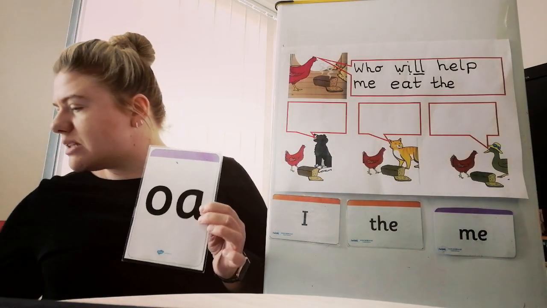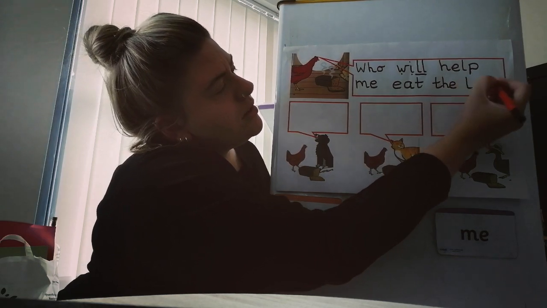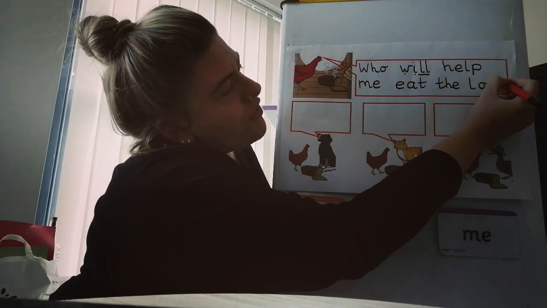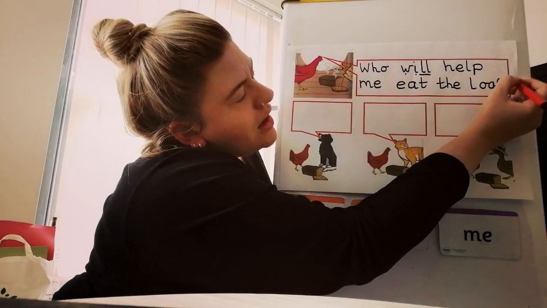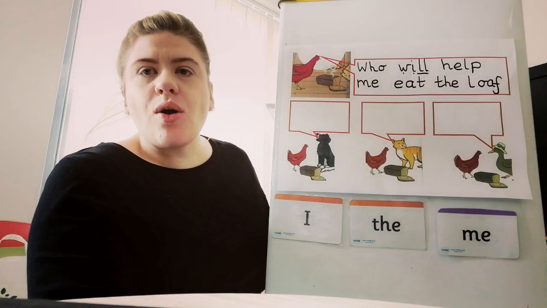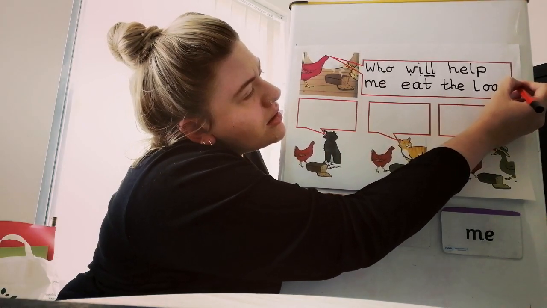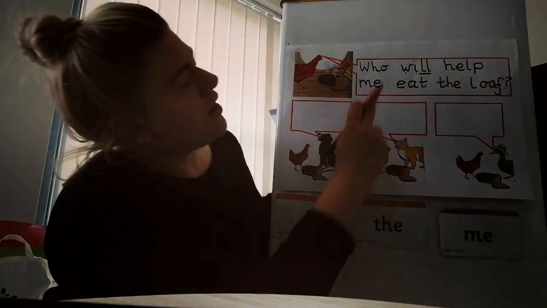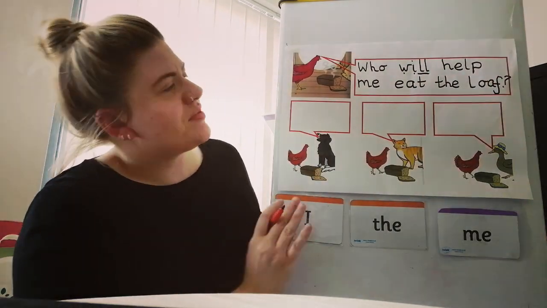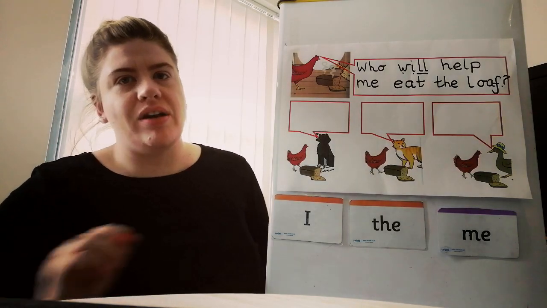Okay, so I'm going to use this one. So O like in goat. That's your digraph. Okay. Who will help me eat the loaf? Now, because it's a question, we're going to put a full stop. We're going to put a question mark. Okay. Who will help me eat the loaf? Okay. Excellent. So that is what the Little Red Hen said in her speech bubble.